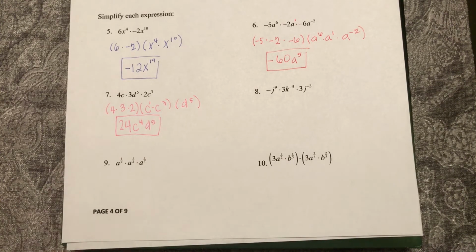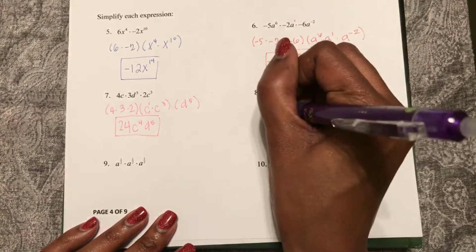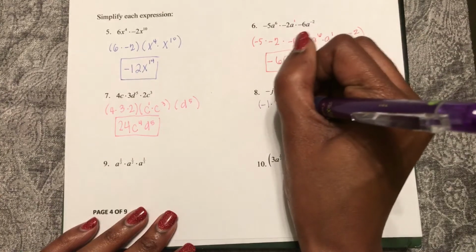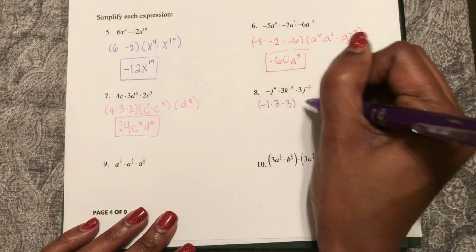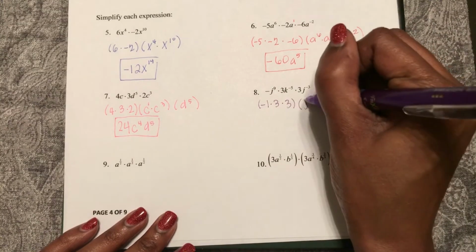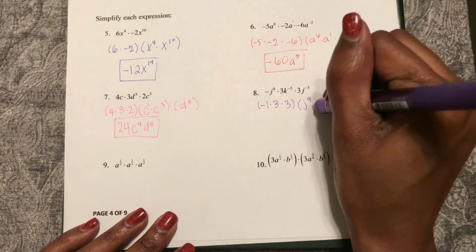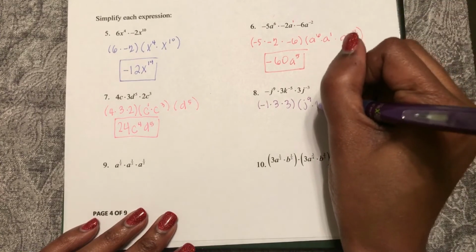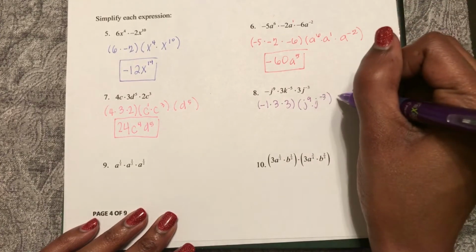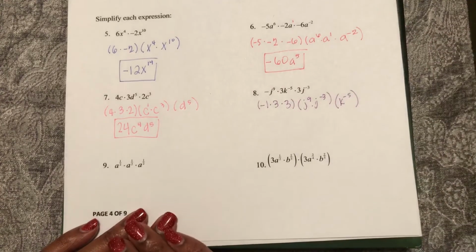So I'm going to keep it going with separating numbers. So what number is this? Negative in front of my j. That's the same as negative 1 multiplied by 3 for all my coefficients. And then I have j to the 9th times j, oh not g, times j to the negative 3. And then the last thing I have is k to the negative 5.